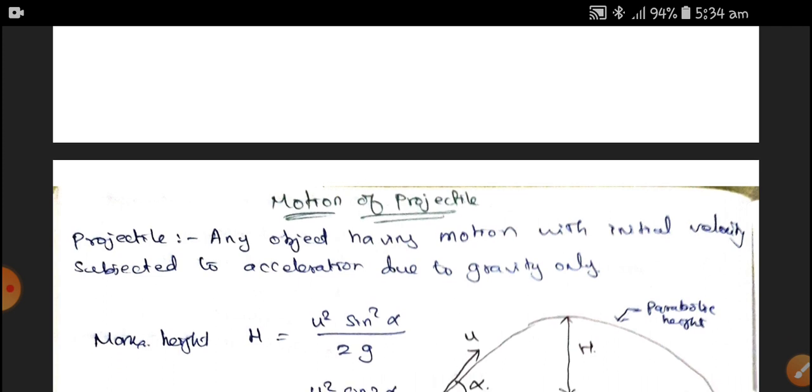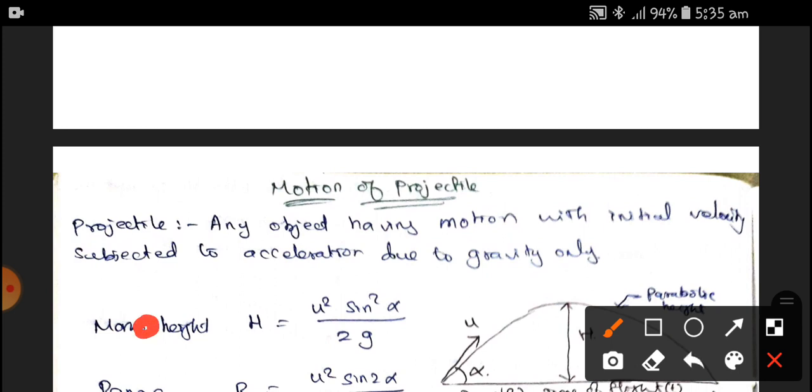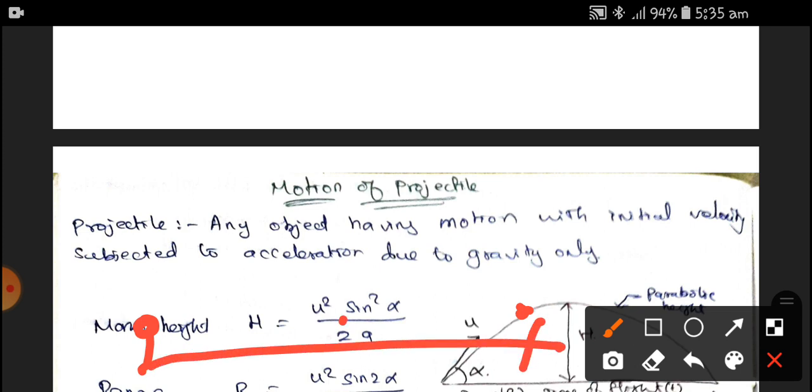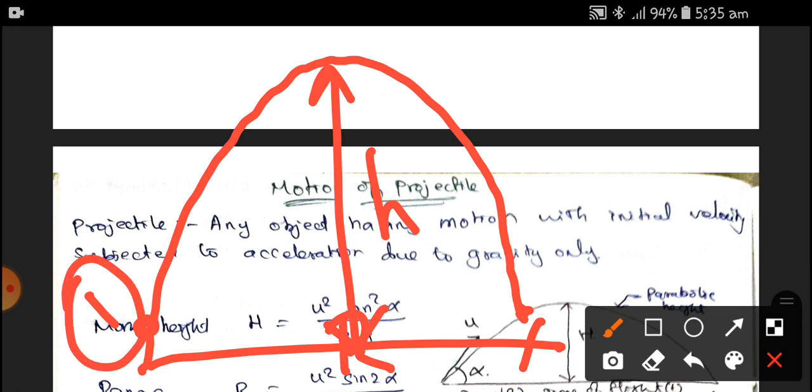Here you have to understand that when an object is thrown from one point to another point, this is called the range, where it attains a motion like this. The topmost point is called the height. This is the initial velocity at position 1, and this is the final position 2. The time taken to travel all the way from 1 to 2 is called the time of flight.